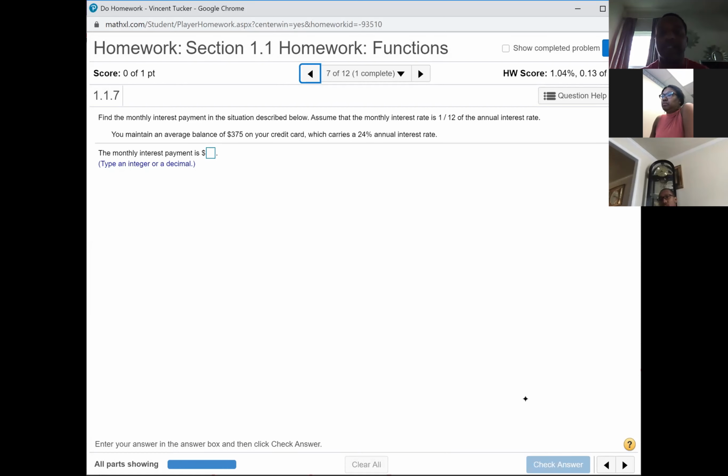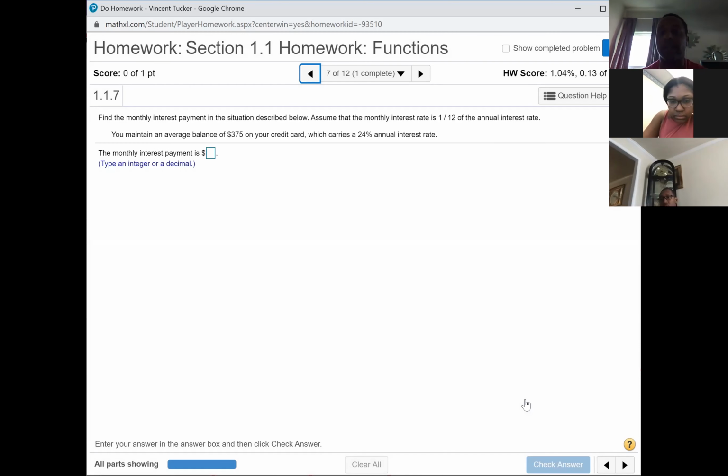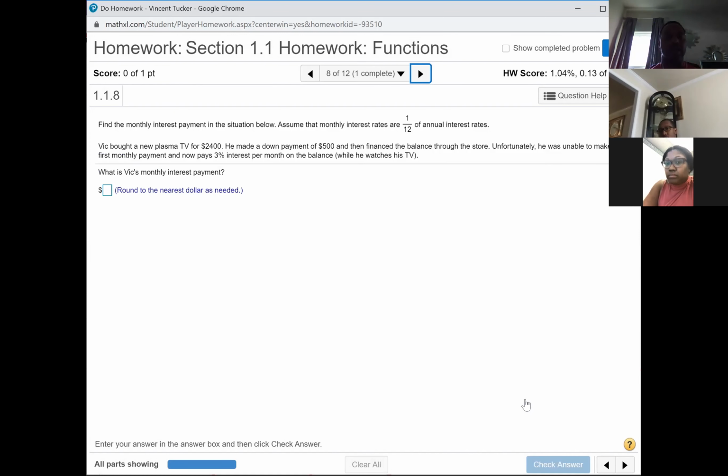Remember, if we go back to 7, they gave us a 24% annual interest rate and then asked us about the monthly interest payment. So that's why we had to divide the 24 by 12. Now in this one, they asked us for the monthly interest payment, which is the same thing, but they gave us 3% per month. So they've already done the work as far as dividing by 12. You don't divide that 3% by 12 because that is the 3% per month. Before, the percentage they gave us was 24% annually. Remember, annual is year. That's why we had to divide it by 12. So make sure you pay attention to the directions.